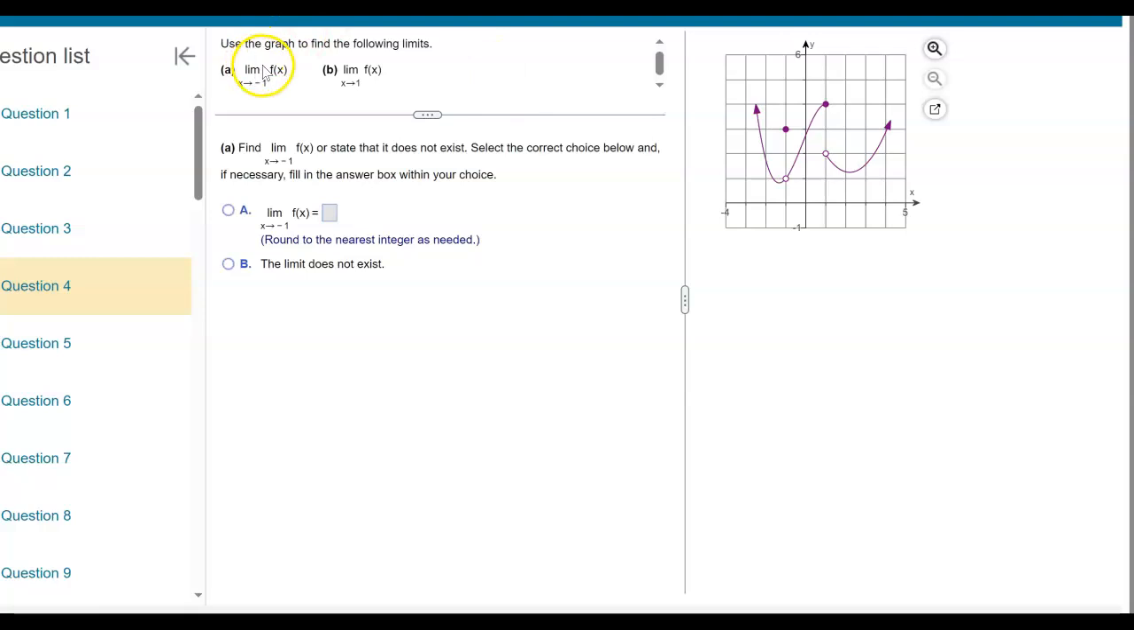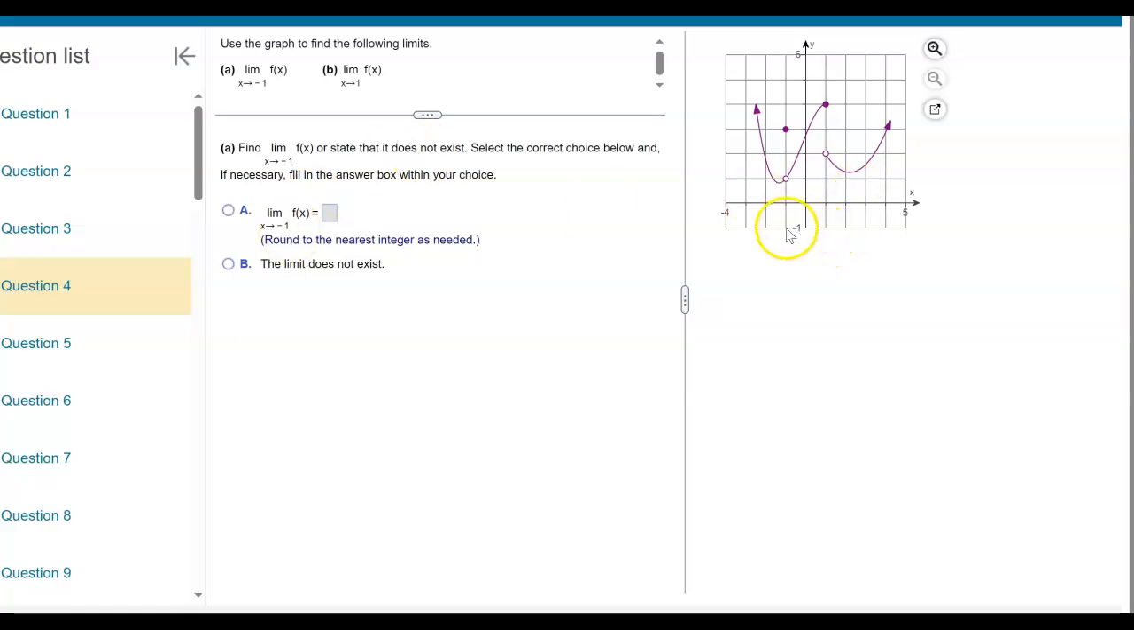Now, consider the graph of the following limits. So we are given here the graph of a function, and we are to find the limit of the function as x approaches -1. Now, to examine a limit, you look at the x value, -1, and then you trace your function. Where is the function approaching as x goes closer to that value? So we say x equals -1, right? So this is x equals -1.